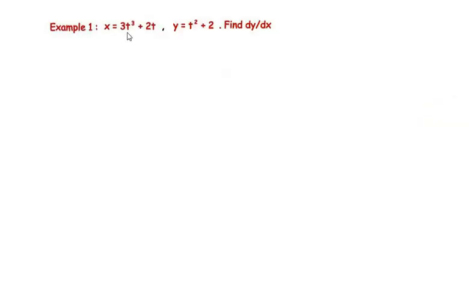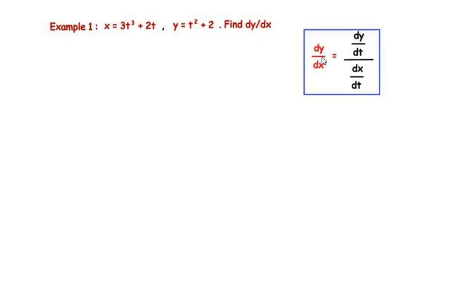x is equal to 3t cube plus 2t and y is equal to t square plus 2. Find dy by dx. So looking at the format of the equations, we can understand that these are parametric equations where x and y are expressed in terms of t. So we are going to use the formula dy by dx is equal to dy by dt over dx by dt. So using this formula, we are first going to differentiate y with respect to t. And to differentiate this, we are going to use the power rule of differentiation.